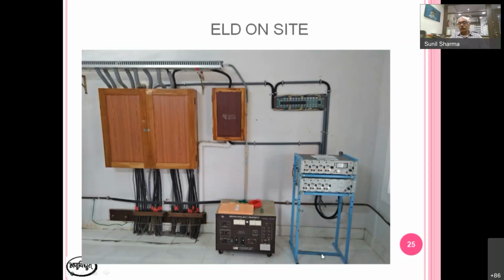And one more thing, the stand has clearance from this side to this side and the back side also. Because sometimes they put it in a corner, sometimes in a very cramped place. You can't work with the ELD for maintenance purpose or for checking purpose. So please take care of this requirement also.